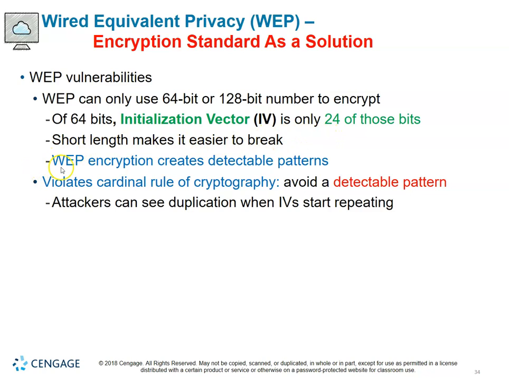But more worrisome was that with WEP encryption, it creates detectable patterns for this IV. This is a big problem and violates the cardinal rule of cryptography to avoid a detectable pattern. So attackers who are just watching this, eavesdropping, could see that the IV started repeating after a while. That then led to the biggest problem that was uncovered, and the reason why we had to move away from this first solution of Wired Equivalent Privacy.